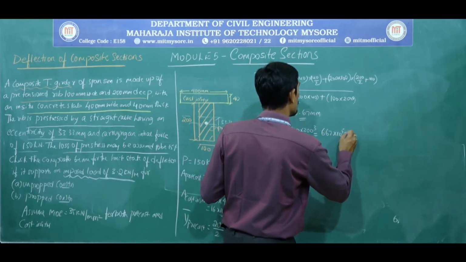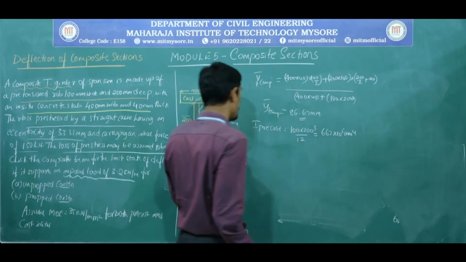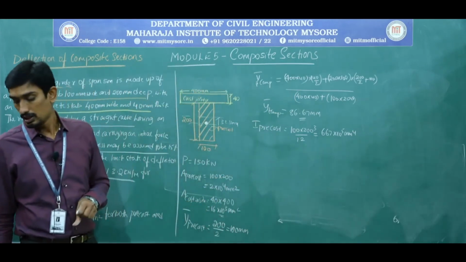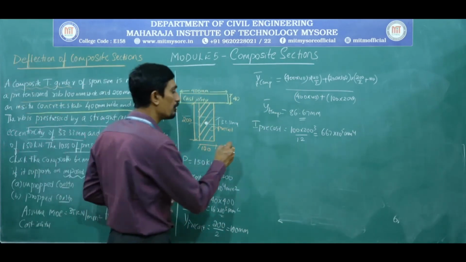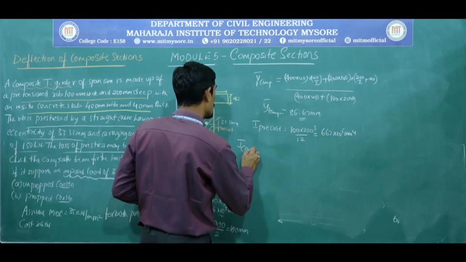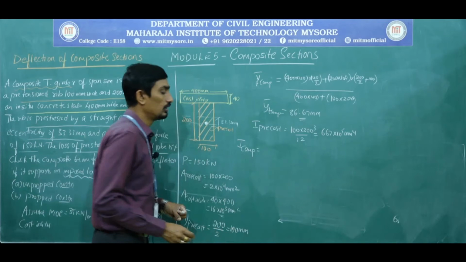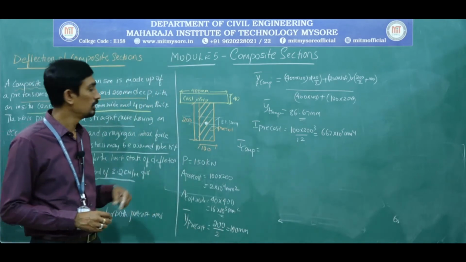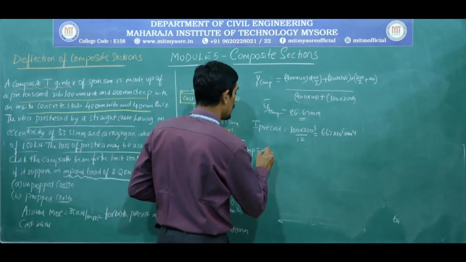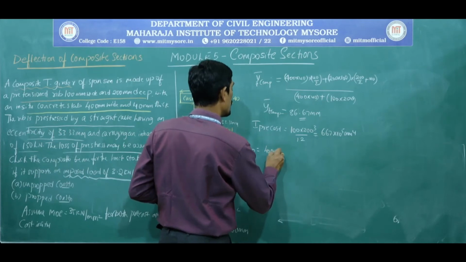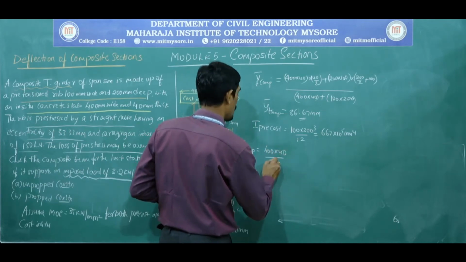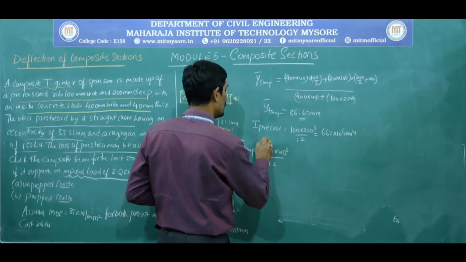667 into 10 to the power of 5 millimeter to the power of 4. Next, I of composite. So when you're going to calculate with a composite, be careful. Once again, I'm going to start with these things. That is 400 into 40 cube by 12.